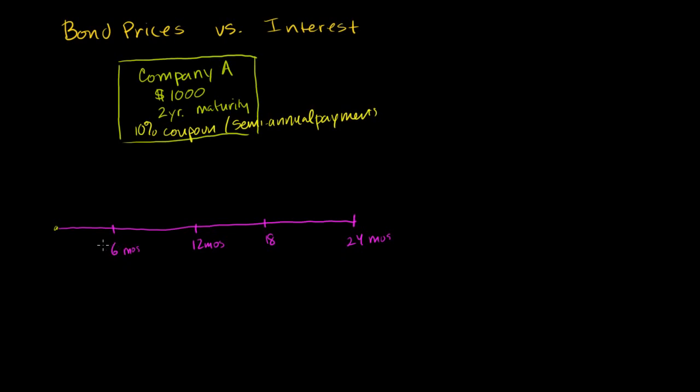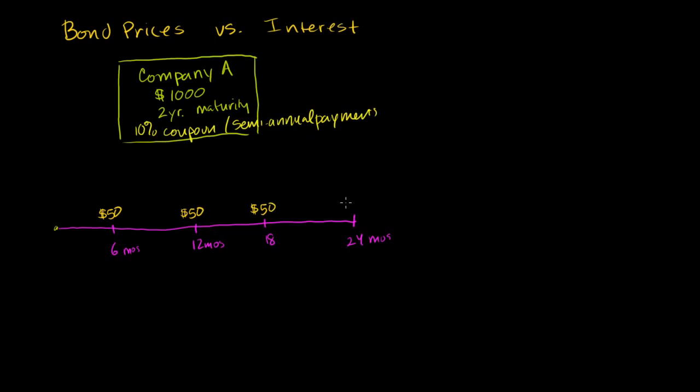And we went over a little bit of this in the introduction to bond video. But it's a 10% coupon paid semi-annually. So it'll pay us 10% of the par value per year, but it's going to break it up into 2 6-month payments. So 10% of 1,000 is $100. So they're going to give us $50 every 6 months. They're going to give us half of our 10% coupon every 6 months. So we're going to get $50 here, $50 here. These are going to be our coupon payments.